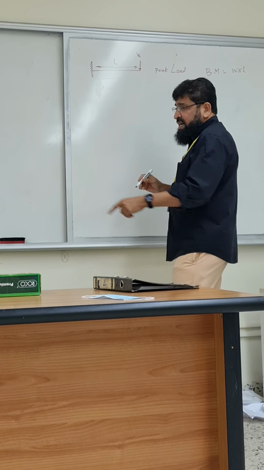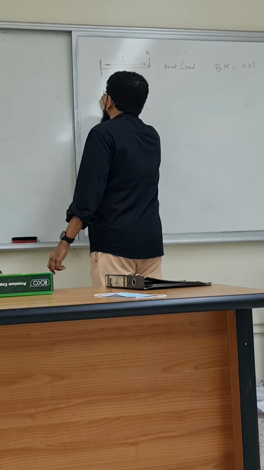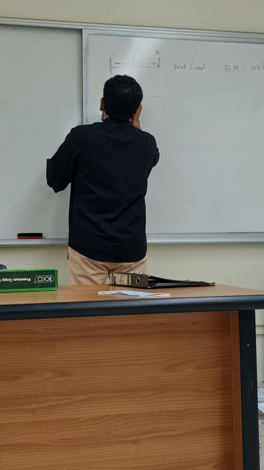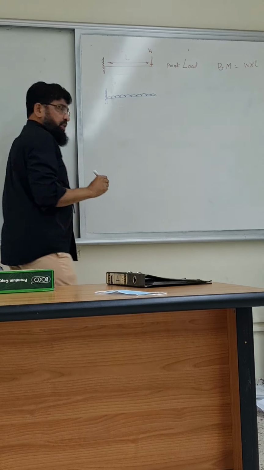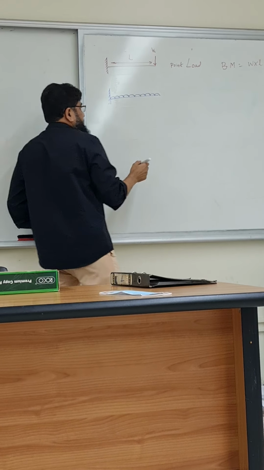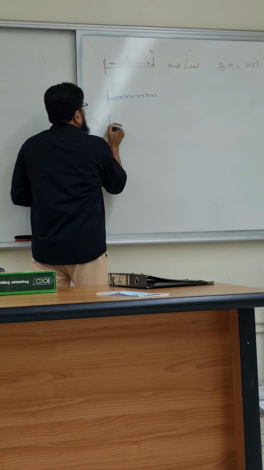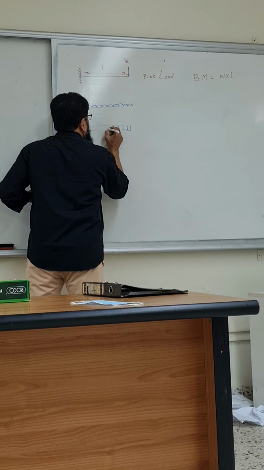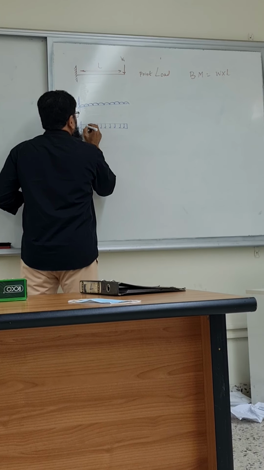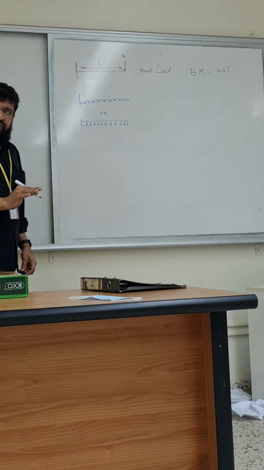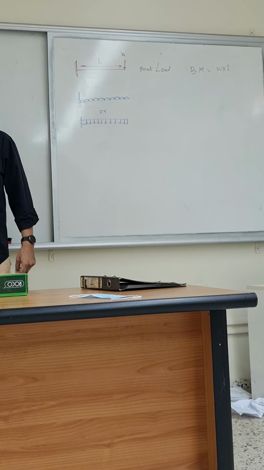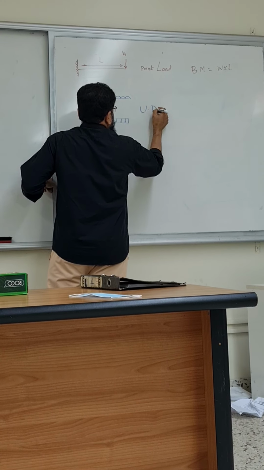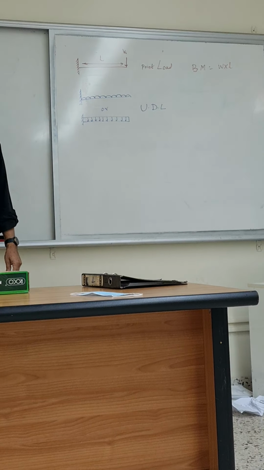Understand? Now, as I showed you, this one we call as uniformly distributed load. Let us say. How do we represent it? We show it this way. Or in some books they also show it this way. Is this clear? To show that it is uniform. Understand? So this is called as uniformly distributed load, UDL.